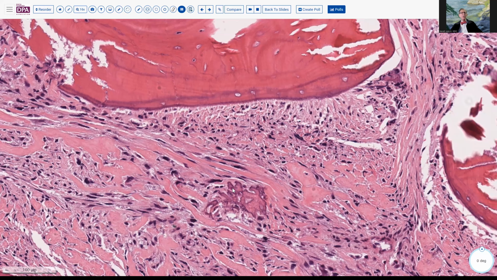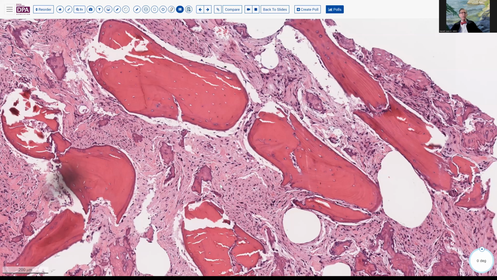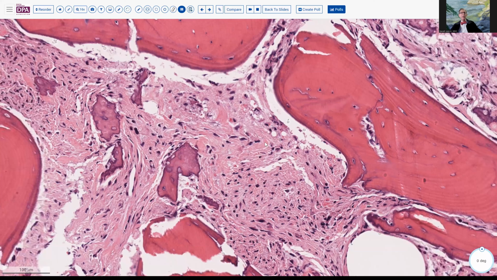So what's going on? Is this a benign process? I've encountered a number of circumstances in my career where I've seen cases in consultation where people were reluctant to make a diagnosis of osteosarcoma because the cellularity was low, it was quite fibrotic, and there was this kind of funny looking bone in between the bony trabeculae. This is a pattern of an osteoblastic osteosarcoma.